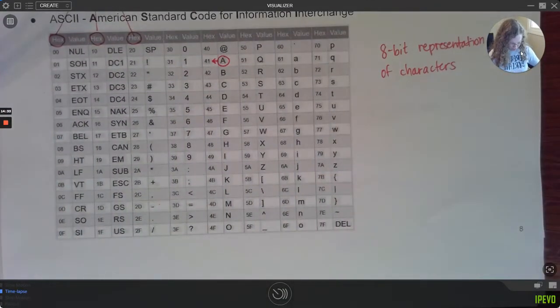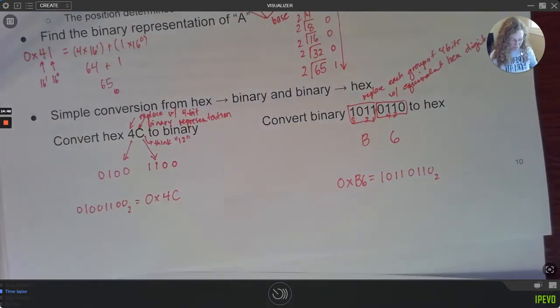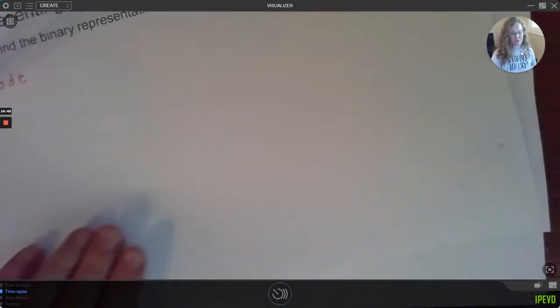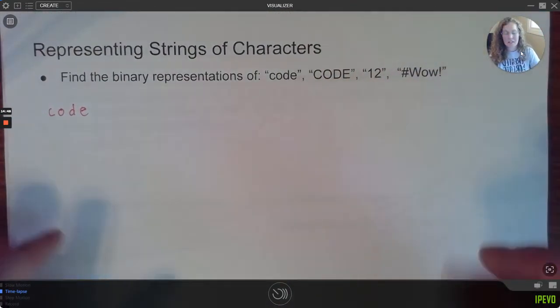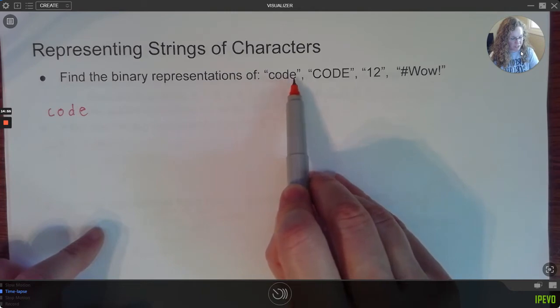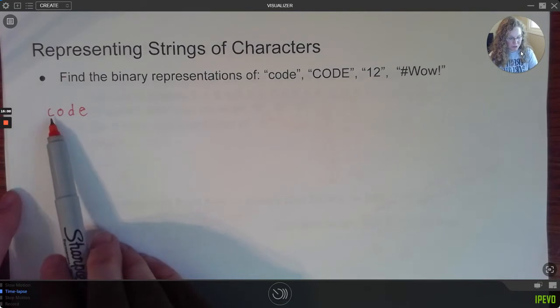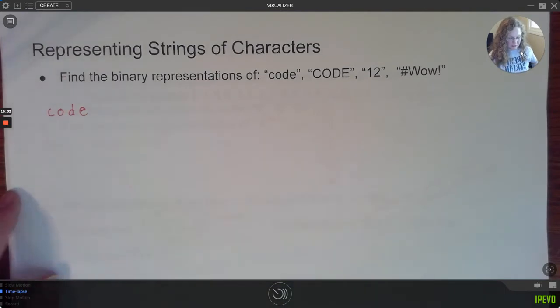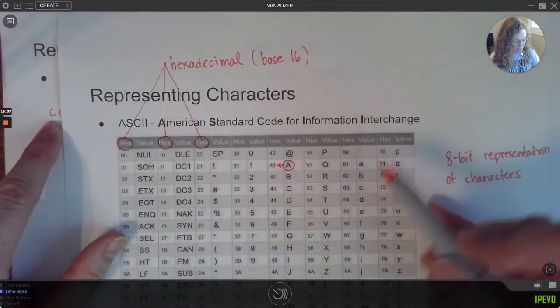Okay, so let's look at some examples now. So we've looked at how to represent a single character like A in binary, but what about if we had strings of multiple characters? So let's say we want to do this word, code. Or lowercase c, lowercase o, lowercase d, lowercase e. Well, as you can imagine, we're just going to do the 8-bit representation for each letter.